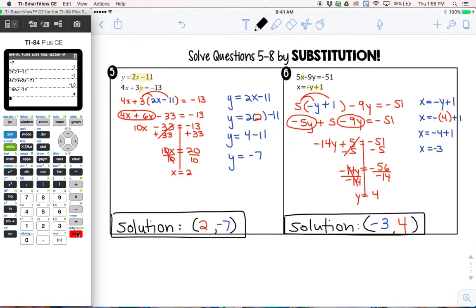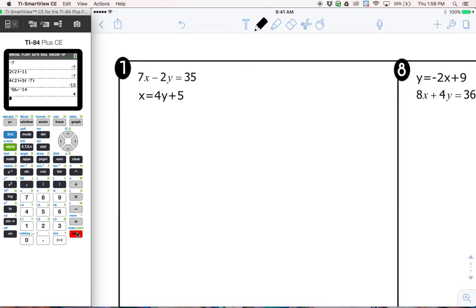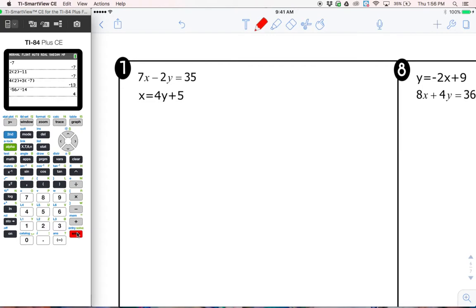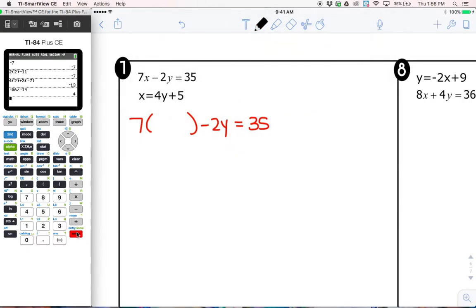Okay, problem 7. Here we go. This time I was given an x value again. So I'm going to start off by plugging this, 4y plus 5, in for x. So 7x minus 2y equals 35. But I know that x is actually 4y plus 5. Again, x is the same as 4y plus 5, so I get to plug that in.